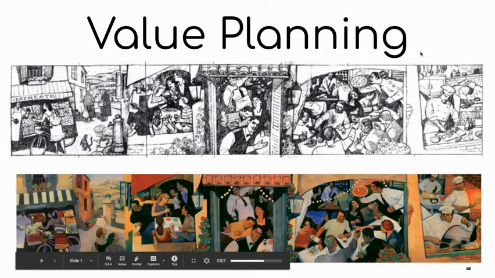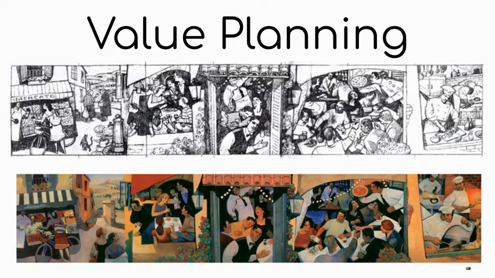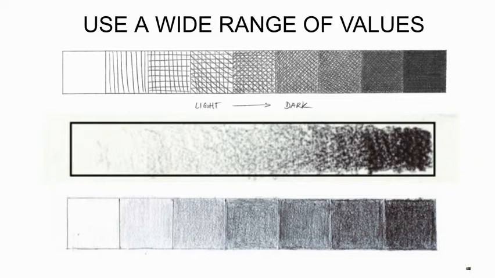So value planning is necessary because before you put a color down on paper or canvas, you need to know what value the color should be. Should it be dark red? Should it be a middle value red? Should it be light red? Now, it's all based on this.